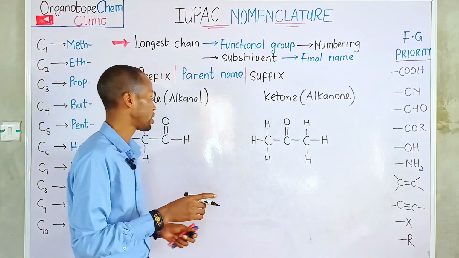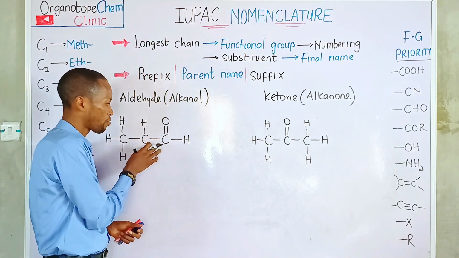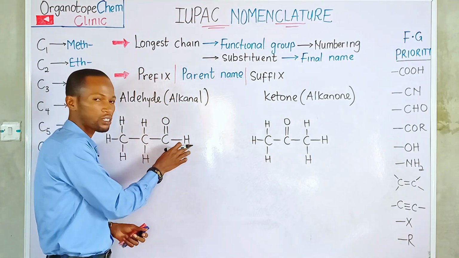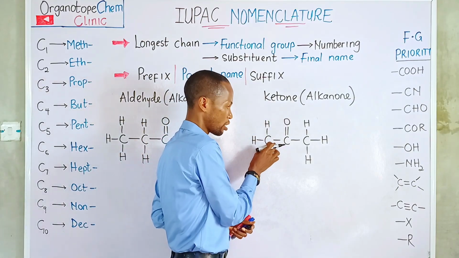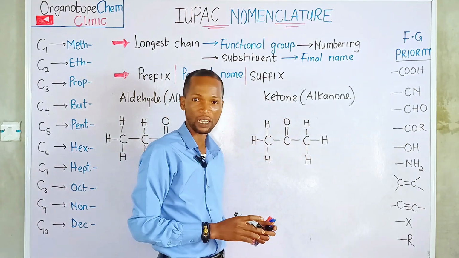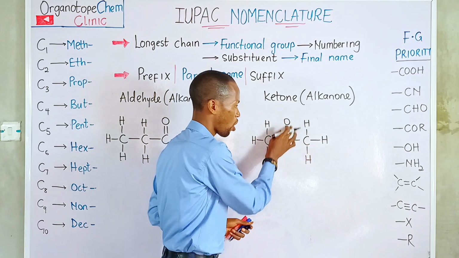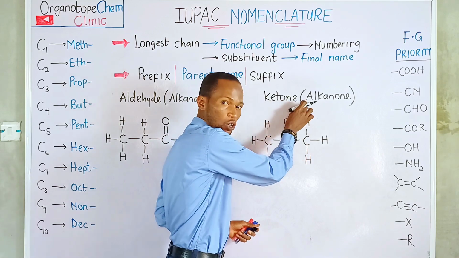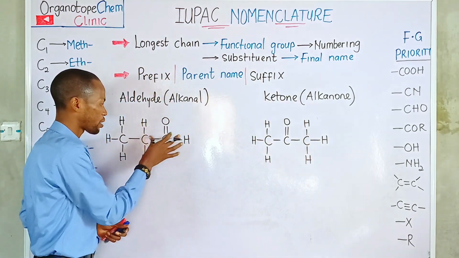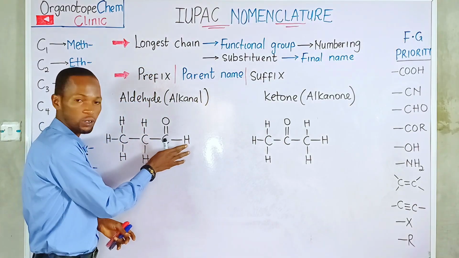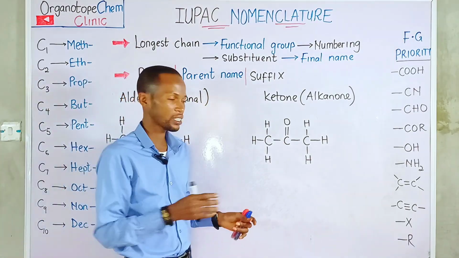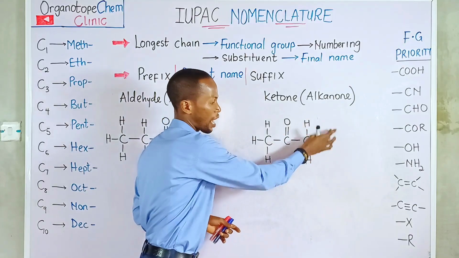So when we are considering aldehyde, we have the carbonyl group between carbon and hydrogen, and for the ketone, we have the carbonyl group between carbon atom and another carbon atom. So there is sandwiching of carbonyl group in ketone. There is no sandwiching of carbonyl group in aldehyde. Also in aldehyde, the group ends with hydrogen atom, while in ketone, the group ends with alkyl group.